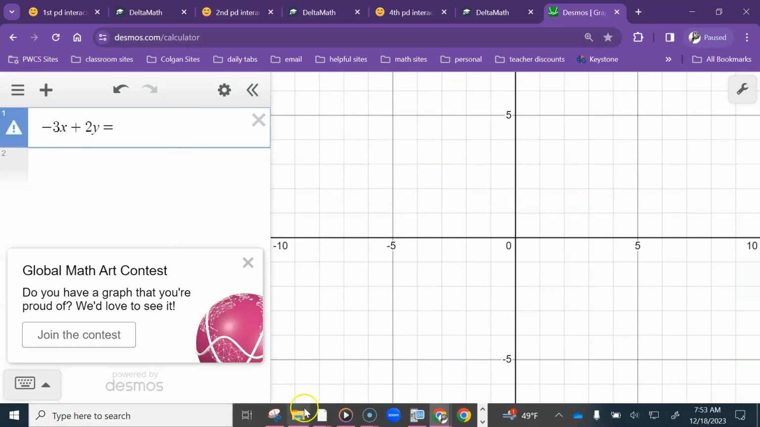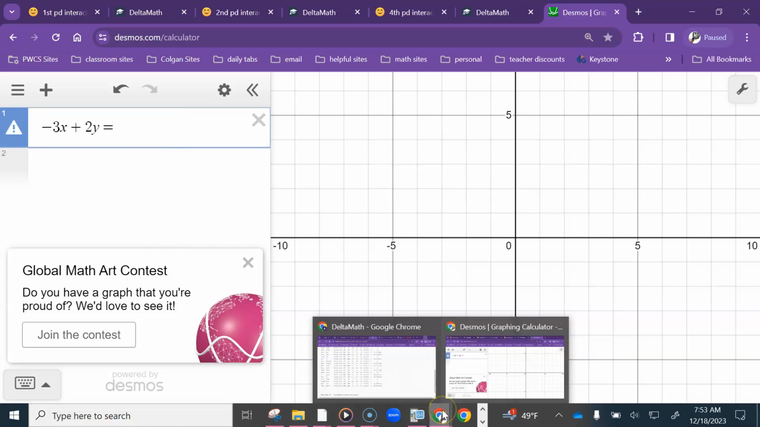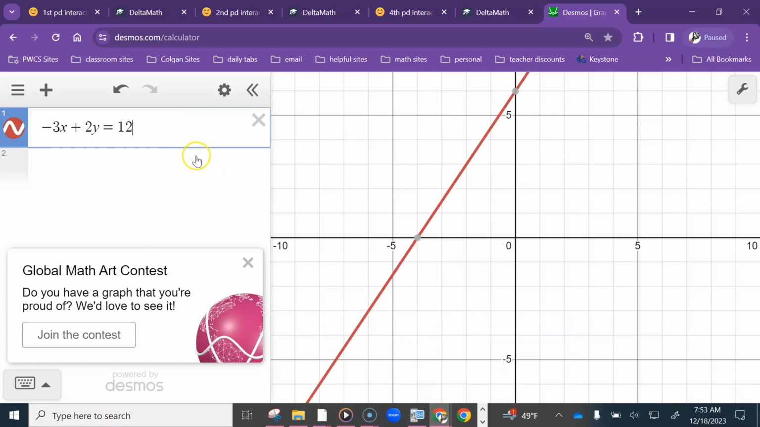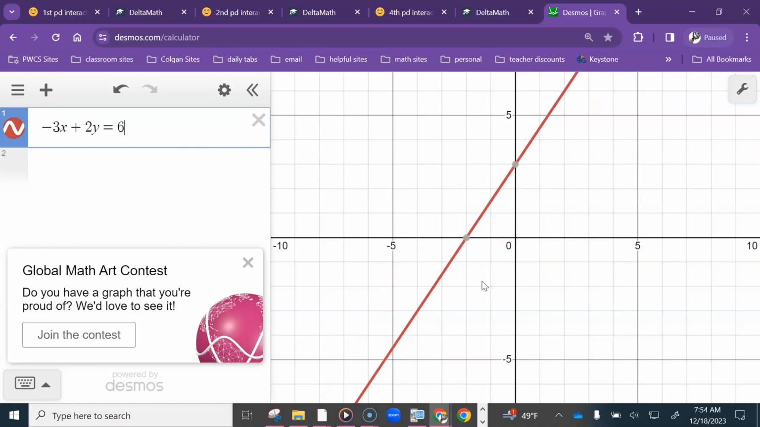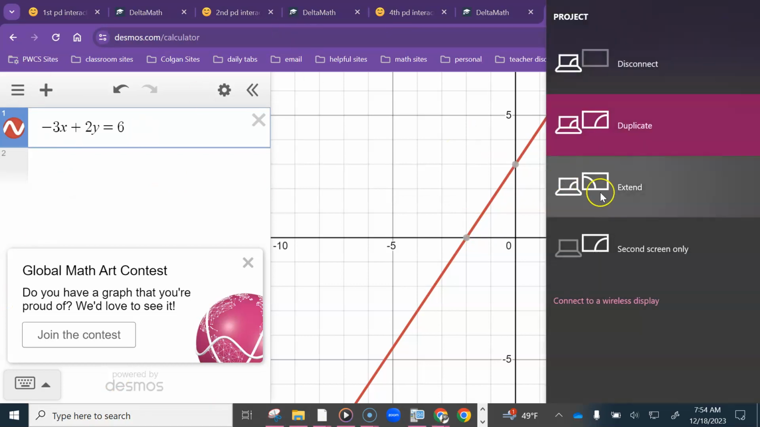What was it? Equals what? 12. No. Yeah. 6. No, 6. It was 6 at the end? Okay. Wait, no. Whatever the problem was. It's like negative 3x plus 2y equals 12. It was 12. Okay.